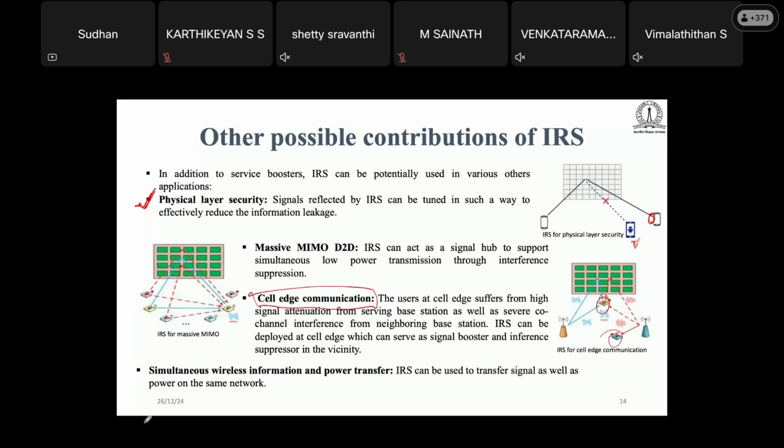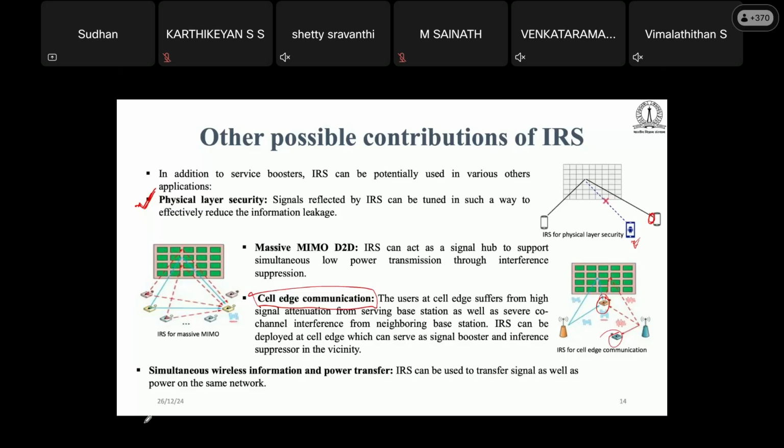Let's say the users at the cell edge suffer from high signal attenuation from the serving base station, as well as severe co-channel interference from the neighboring base station. So in that region, we can install the IRS, and then the base station can transmit the signal to the IRS, and then the IRS reflects the signal to the user equipment. And in this way, IRS can also increase the circle or service region of any base station.